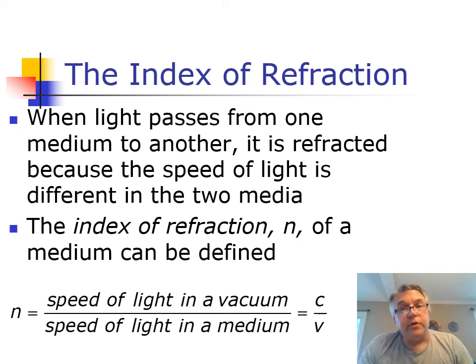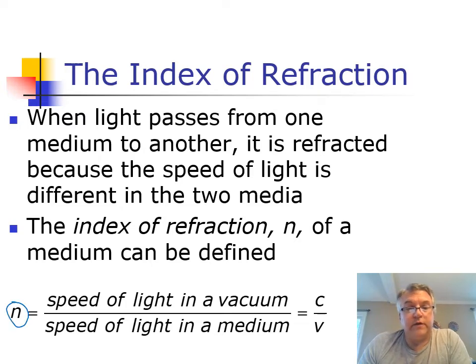The ratio between how fast light is traveling in a vacuum compared to how fast light is traveling in any particular medium is called our index of refraction, and it is represented by the variable n.